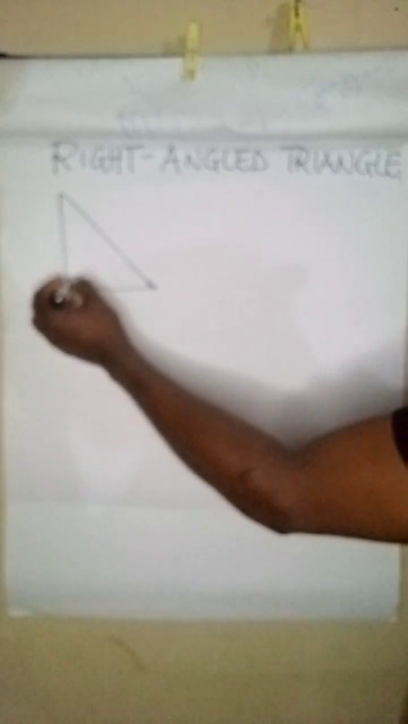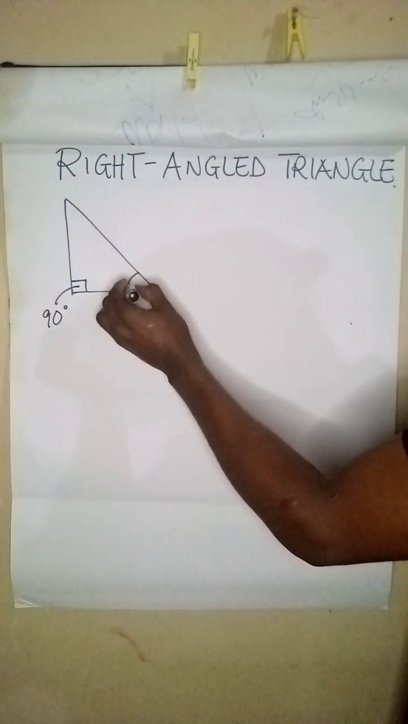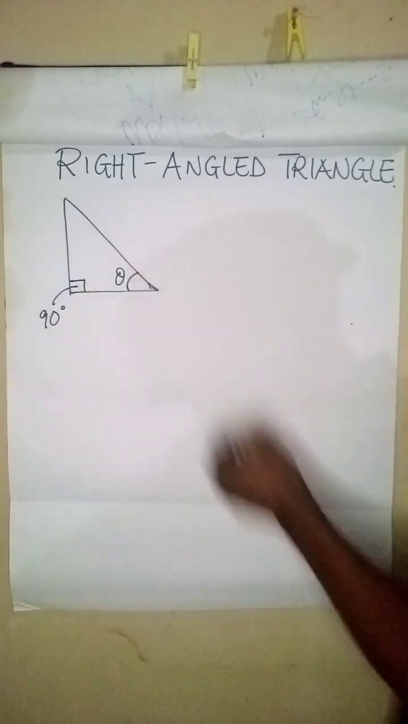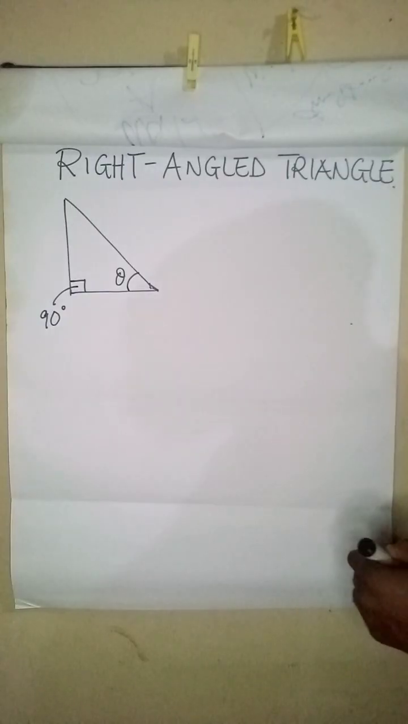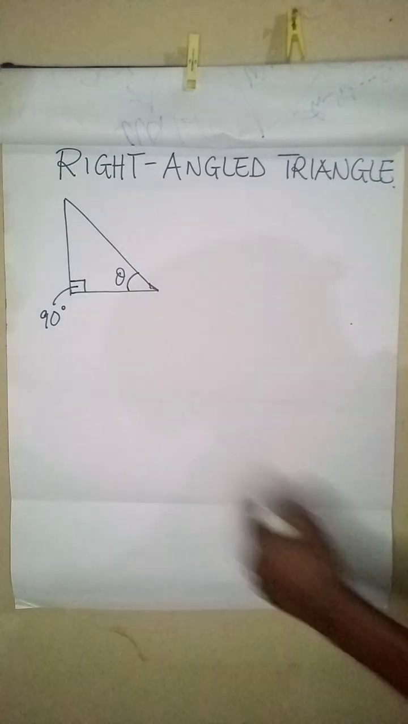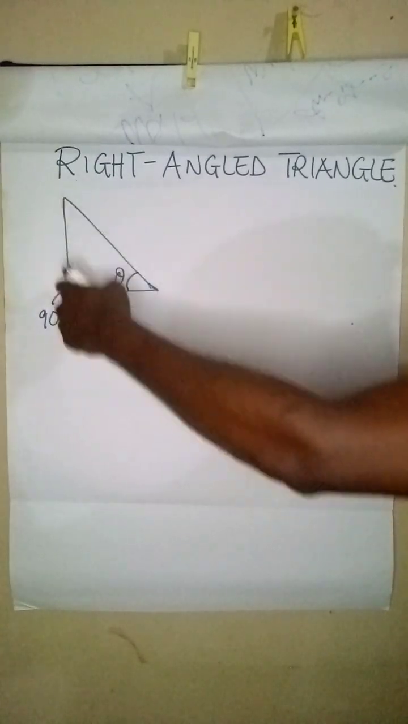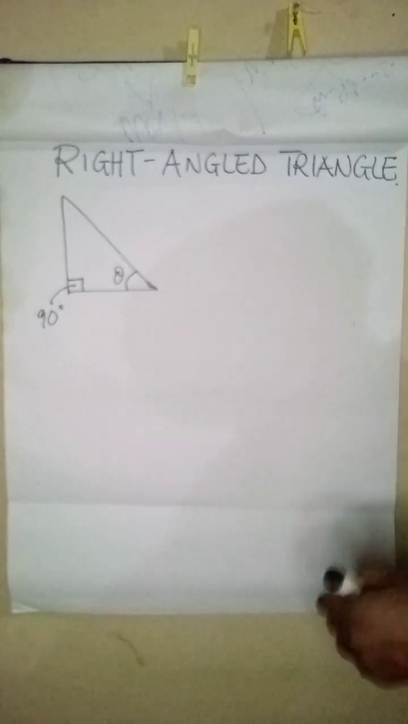So this is 90 degrees. We have an angle here also, which we can call theta, which we call the acute angle there, and the acute angle is inclined in nature. So we have this angle here that makes this a right angle triangle.